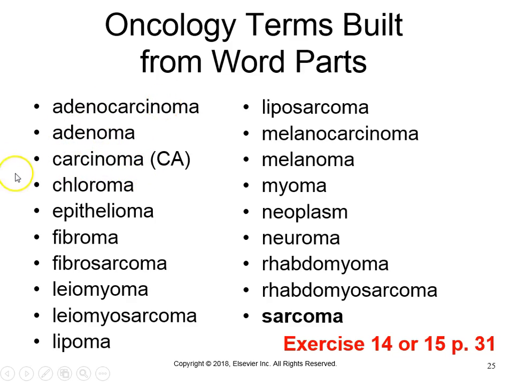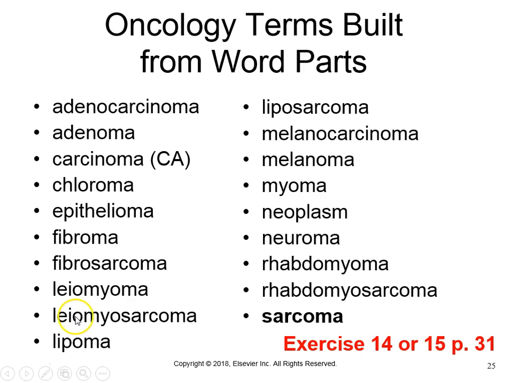So some of these you can just go straight from front to end. Like a chloroma, it would be a tumor of green, or you would just say green tumor. Some of them aren't very intuitive. But understand that pretty much almost all of these end in -oma. So as long as you know what that means, then you're in good shape.